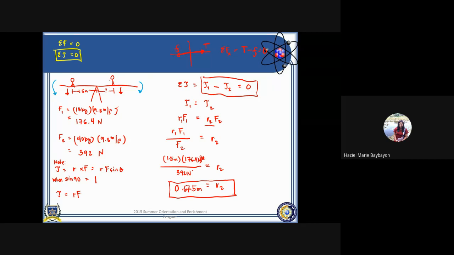mas bugat, compared sa kining mas gaan. Okay? So the distance from the center towards the mother should be 0.675 meters. Mga less than half sa location sa iyang anak. Alright?